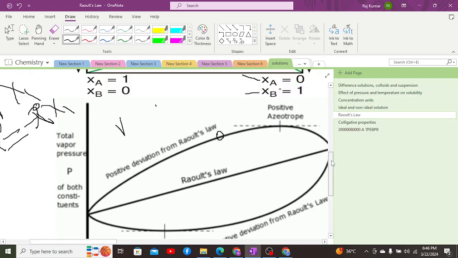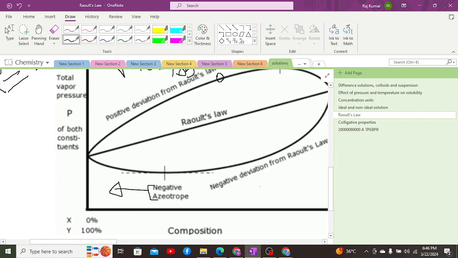Examples of positive deviating azeotropes involve ethyl alcohol and water, where ethyl alcohol is found at 95.5% and water 4.5%, where the boiling point becomes 78.1 centigrade, such that the boiling point here is less than the boiling point of the pure components, which include water having boiling point at 100 centigrade and ethyl alcohol having boiling point at 78.5 centigrade, due to which we can say that the boiling point is lower than the boiling point of the pure components and vapor pressure is higher than the vapor pressure of the pure components.